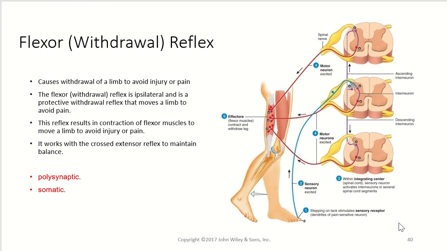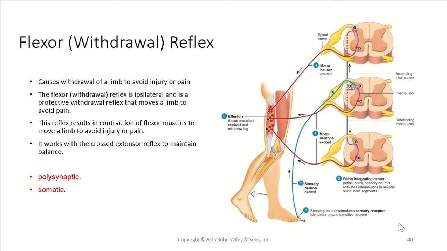Next we have our flexor or withdrawal reflex. This is going to cause the withdrawal of a limb to avoid injury or pain, like if you step on a tack. It's a really great example of the withdrawal reflex, where you pick your foot up right after you've stepped on it a little bit.